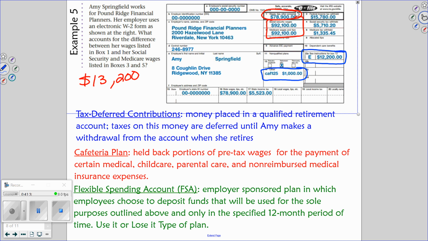All right, so I have some vocab stuff down here. I already went ahead and printed out for you. What's happening is she's making tax-deferred contributions.